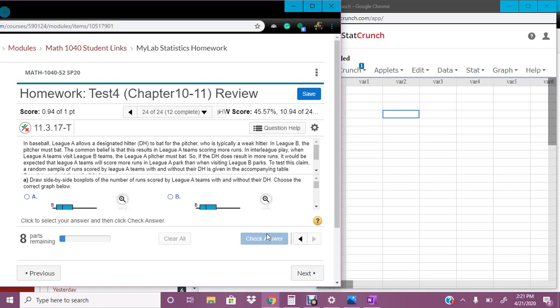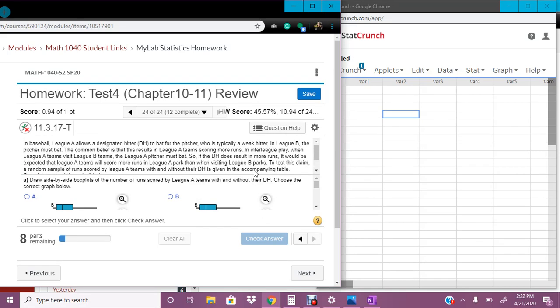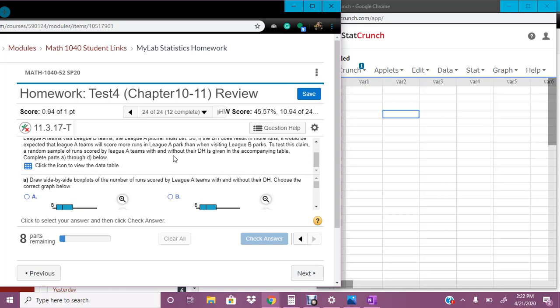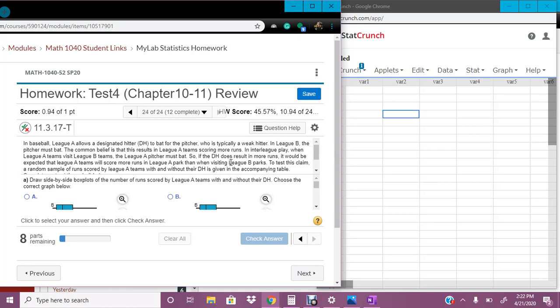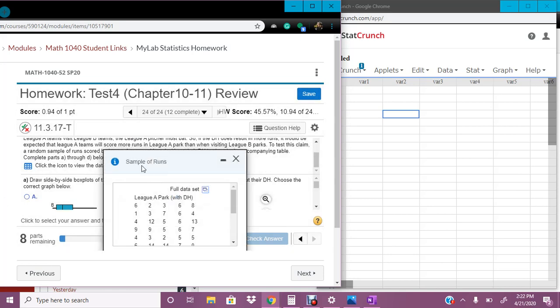Alright, so this is question 24, the last one of the test review. There's a lot of words here, but basically they want to see if league team A scores more runs. They want to test that. That is what we're testing. And there's reasons why they think that might be true, blah, blah, blah. We don't really care.